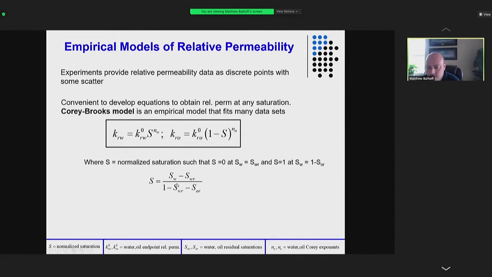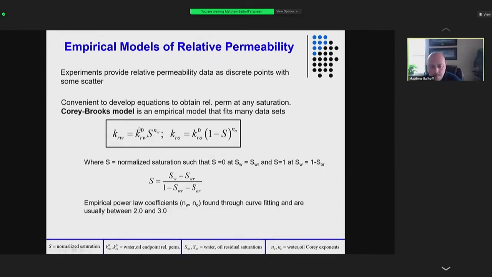And it's defined in such a way that if SW is equal to the residual water saturation, then S is equal to zero. And likewise, if SW is equal to 1 minus the residual oil saturation, S is equal to 1. So you can have water saturations below residual or above 1 minus SOR, but this bounds it to where when SW is equal to SWR, S is zero, and when SW is equal to 1 minus SOR, S is 1.